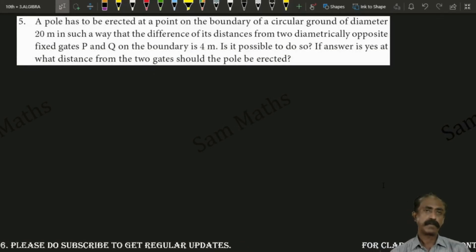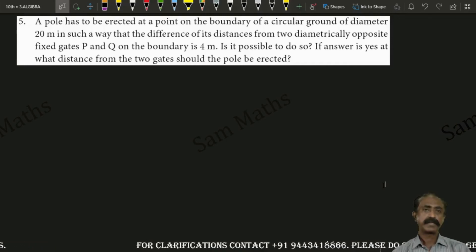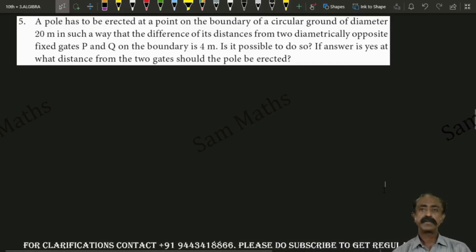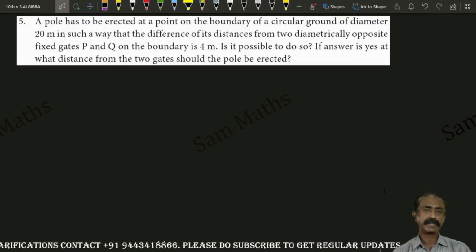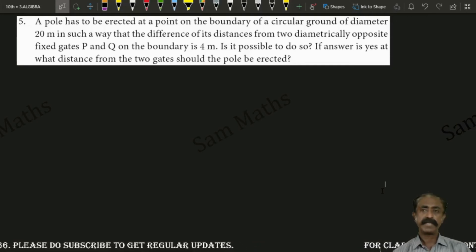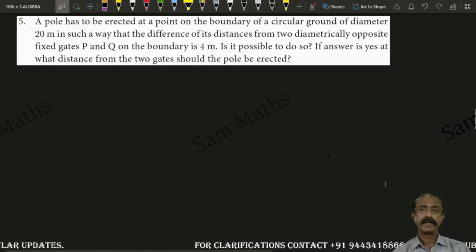Fifth question. A pole has to be erected at a point on the boundary of a circular ground of diameter 20 meter in such a way that the difference of its distance from two diametrically opposite fixed gates P and Q on the boundary is 4 meter. Is it possible to do so? If the answer is yes, at what distance from the two gates should the pole be erected? This is the given question.